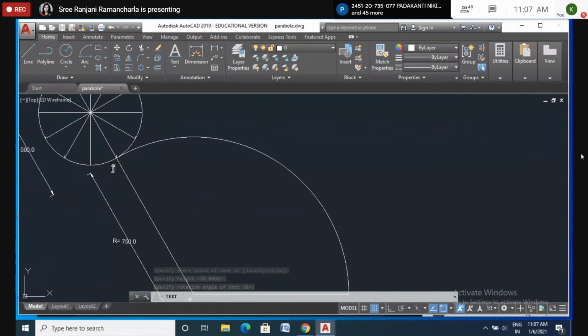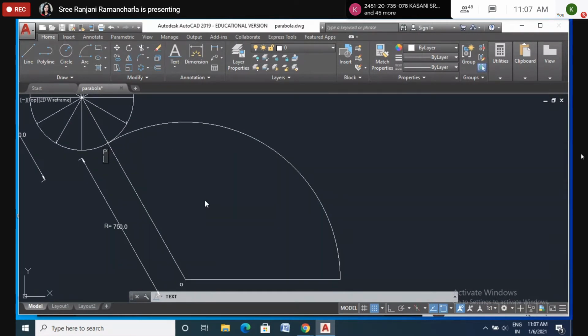This point as a P. And you better show this one as a radius. Later on we can show that one radius. Okay, this already we have shown.